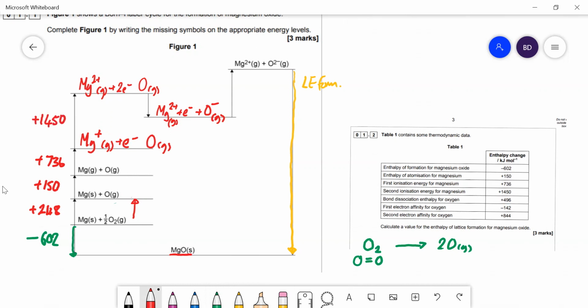Then we've got the first electron affinity of oxygen, which is exothermic, and that's minus 142. So put that in there, minus 142. And the second electron affinity is endothermic, so it's going to be a plus number, plus 884.